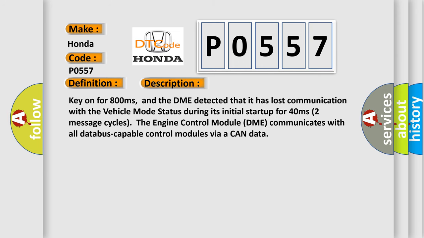Key on for 800 milliseconds, and the DME detected that it has lost communication with the vehicle mode status during its initial startup for 40 milliseconds, two message cycles. The engine control module DME communicates with all databus-capable control modules via a CAN data bus.